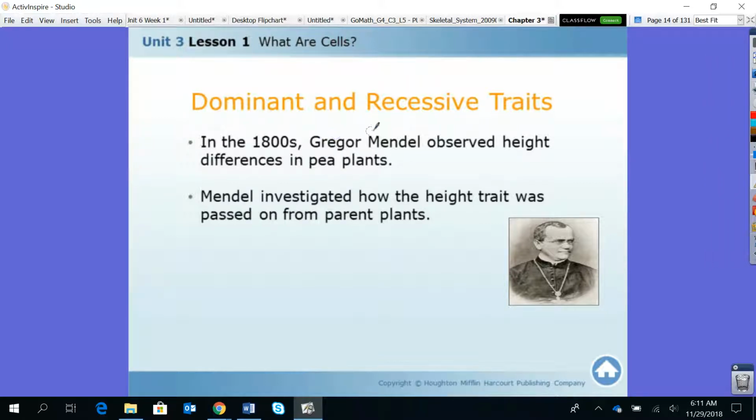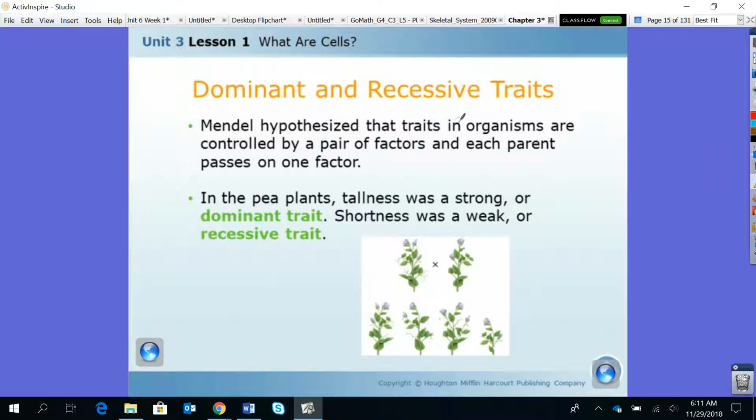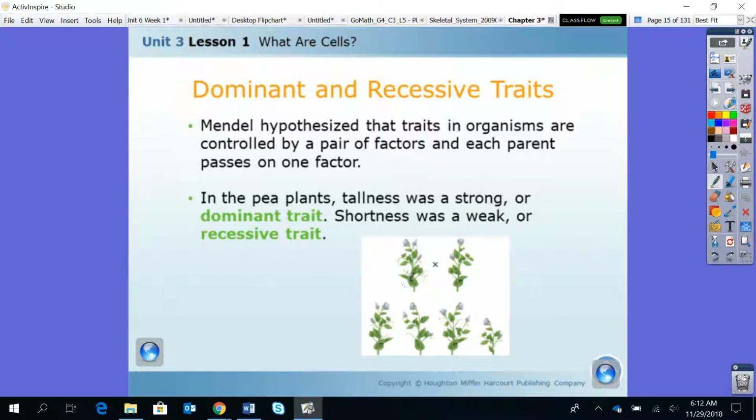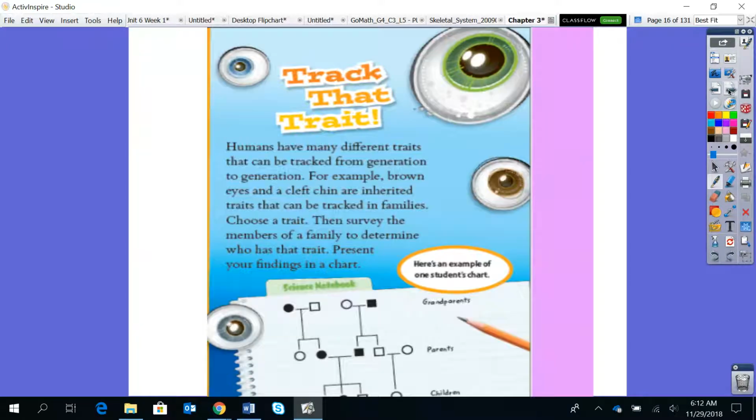In the 1800s, Gregor Mendel observed height differences in pea plants. Mendel investigated how the height trait was passed on from parent plants. Mendel hypothesized that traits in an organism are controlled by a pair of factors, and each parent passes on one factor. In a pea plant, tallness was strong, or a dominant trait. Shortness was weak, or a recessive trait. So we had two tall, but we got a small because somewhere in this trait there were two smalls.